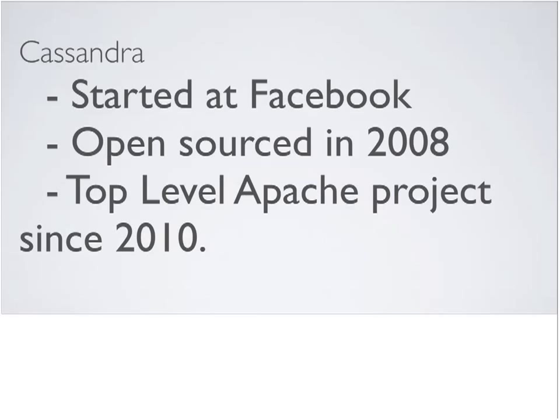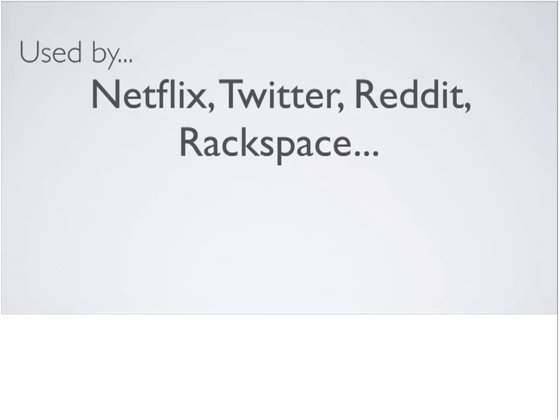So briefly, Cassandra was started at Facebook when they were dealing with inbox search. It was open sourced in 2008, and shortly thereafter became an Apache incubator project. It came out of incubation and became a top-level Apache project at the beginning of 2010. Since then, of course, we've gone and done great things. It's used by companies such as Netflix and Twitter, and Reddit, Rackspace, Urban Airship, Instagram, you name it. It really is now, I think, the premier mature platform in the NoSQL space.